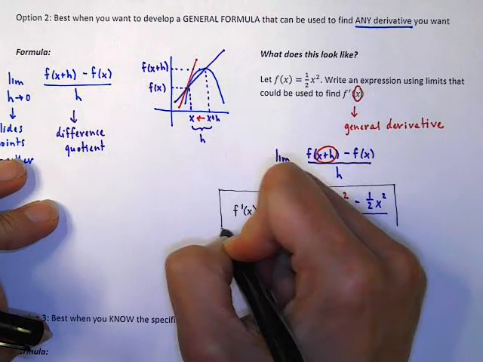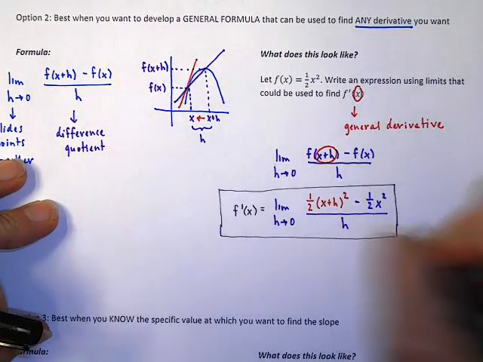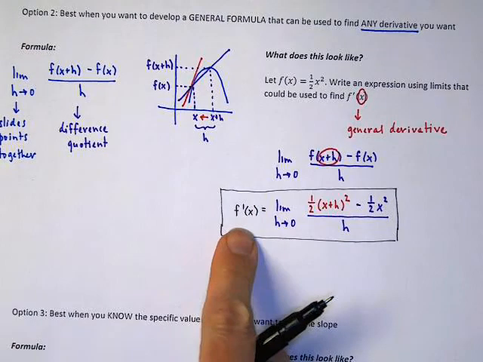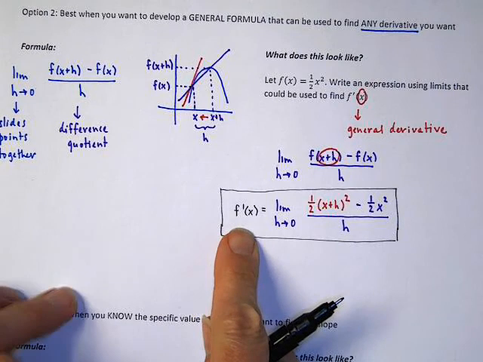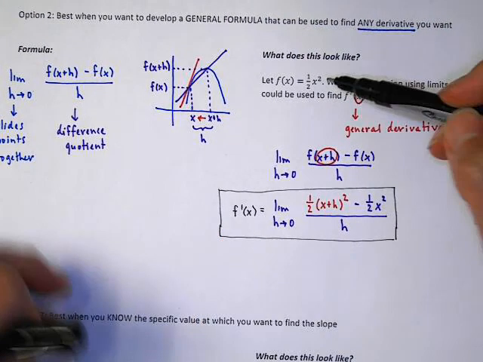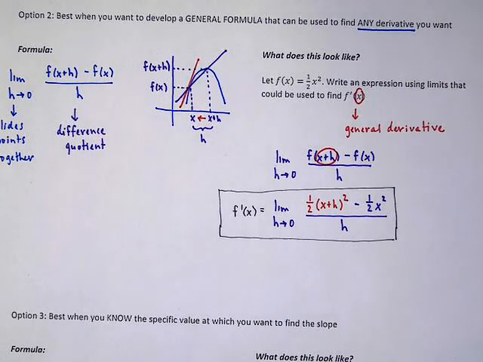And again, I know I'm repeating myself here, but remember, this derivative would just be giving us a formula to find the slope of the tangent line to this curve at any point that I wanted.